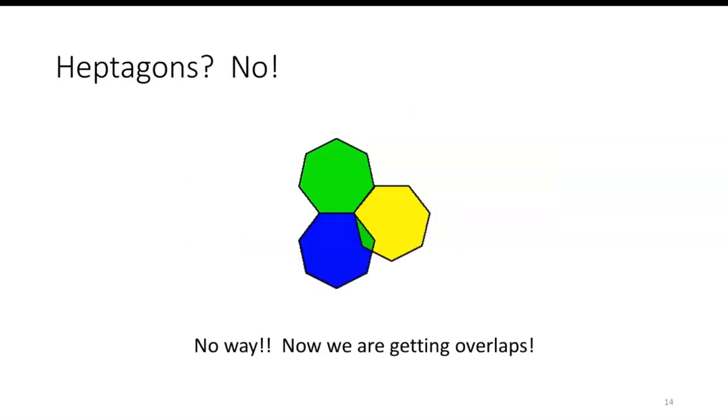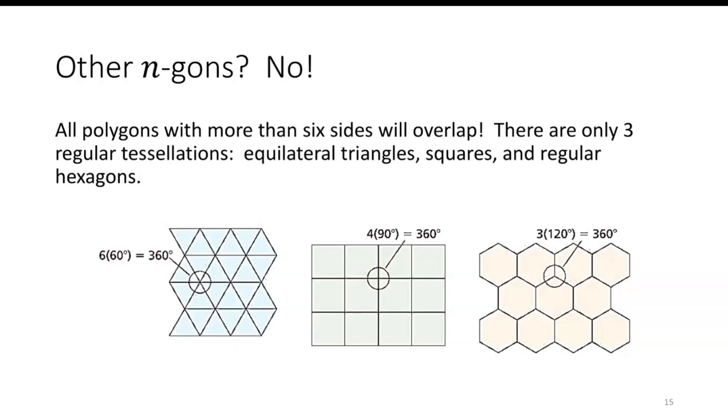If I go heptagons, you can always do 2 side by side, but anytime you do a third one, it's going to be an overlap. Same thing with any higher number of sides. So, any other n-gons? And the answer is no. All polygons with more than 6 sides will overlap when you get to that third shape. So there are only 3 regular tessellations: the equilateral triangles, the squares, and regular hexagons.